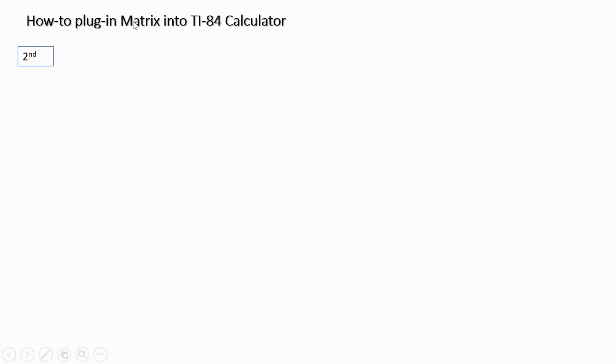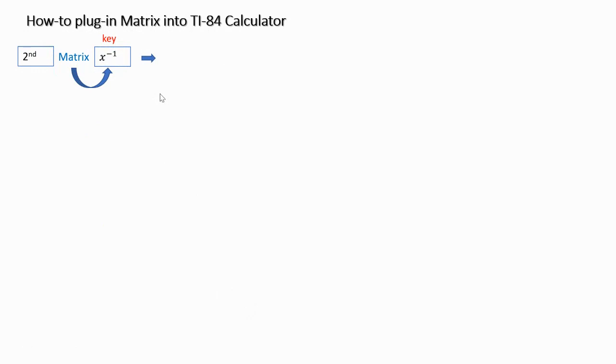Hey, guys, to start off, to plug in a matrix in a TI-84 or TI-83 calculator, you go to second and then matrix. The matrix is the inverse key, right? So that's what you hit. I'm doing it as I go along: second, matrix. If you have a calculator, please follow along to make sure that you know how to do it. So, second matrix.